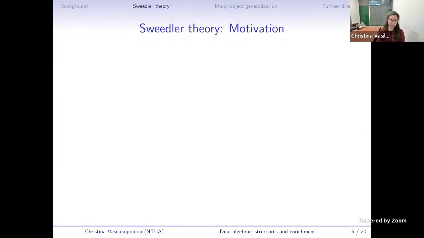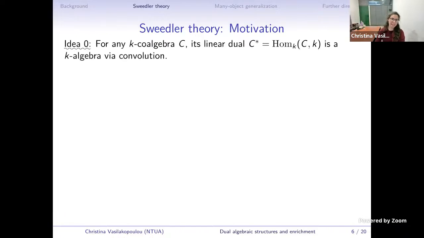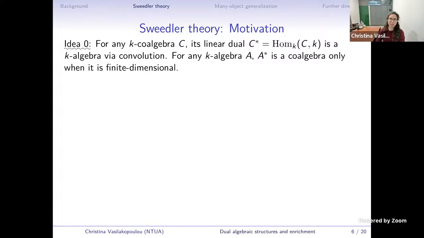Okay, let's begin with what is called Sweedler theory, not by me, but I really like the name. So there is an underlying idea here, again, very well known: for any K coalgebra C, the linear dual, the hom space from C into K, is a K algebra via convolution, as we saw on the previous slide. But this is not the case for algebras. So the linear dual of an algebra is a coalgebra only when it is finite dimensional.